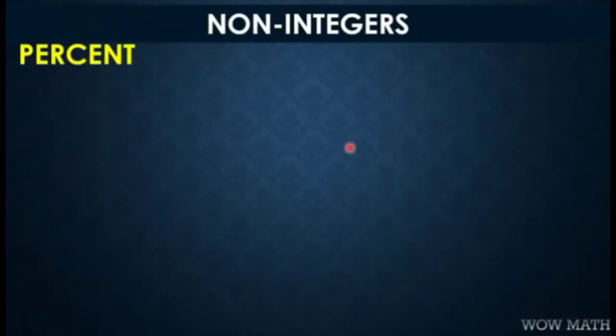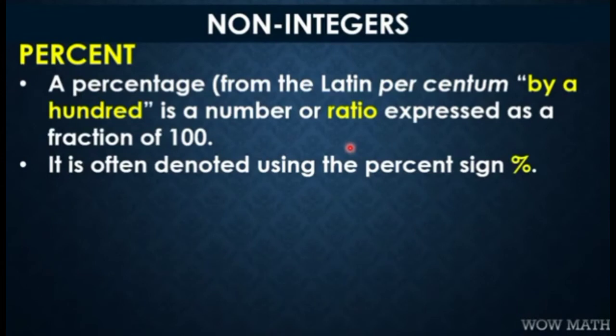Let's have first the percent. A percentage comes from the Latin percentum, meaning by 100 or per 100. It is a number or ratio expressed as a fraction of 100. That's why we have 100%, right? When you got perfect, you got 100%, right? So a percent is by 100 and it's expressed as a fraction of 100. It is often denoted using the percent sign. I know you are all familiar with this. This is the symbol for the percent.